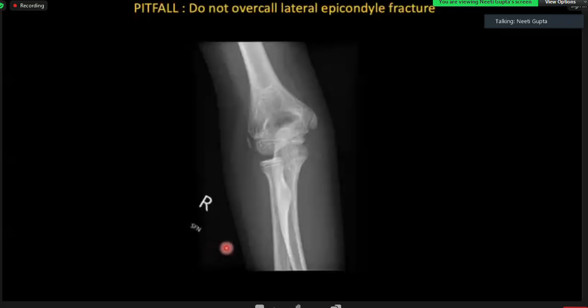Now, it is important to remember that there is normally a lucent gap between the secondary ossification center of the lateral epicondyle of humerus and the lateral humeral condyle due to the presence of intervening cartilage, whereas the medial epicondyle is closely opposed to the medial condyle. This is important to remember so that we do not mistake this appearance as a fracture of the lateral condyle. So this is a common pitfall in the pediatric elbow, which you must remember.